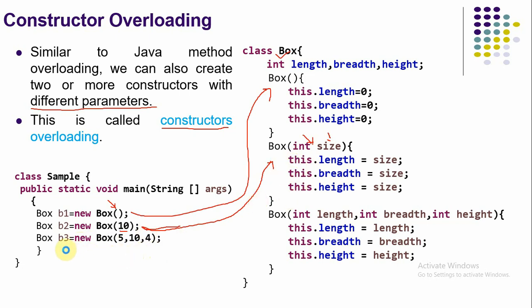When it comes to the third object, B3, I am creating a Box object with 3 arguments: 5, 10, 4. So where is the exact match? This constructor is the exact match, so it will call the third constructor. Based on the arguments, the number of arguments is matched first. If the number of arguments matches, it will check the type of the arguments. Based on these 2 constraints, it will match the respective function and execute it. So this is called constructor overloading.